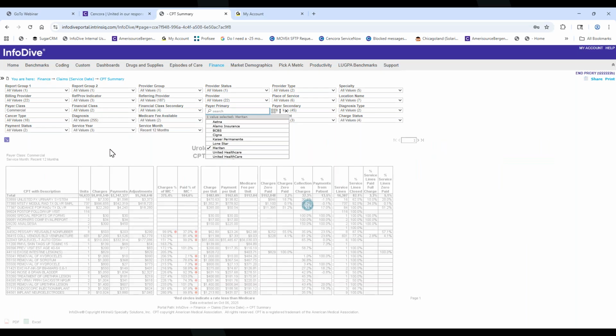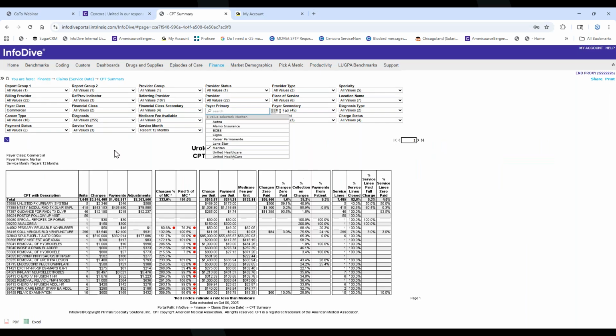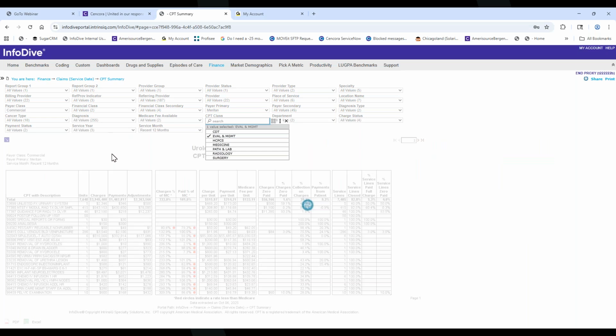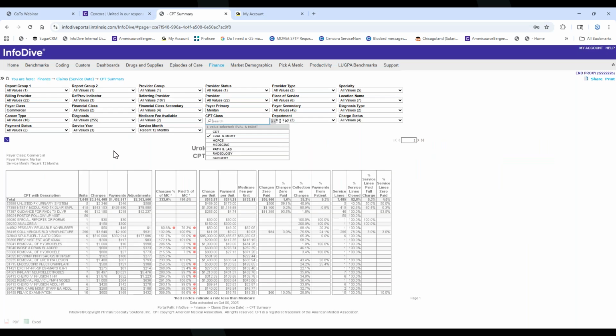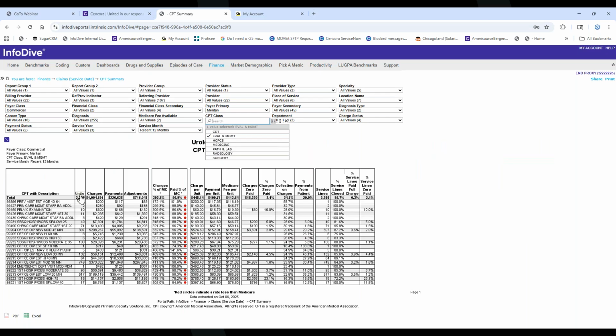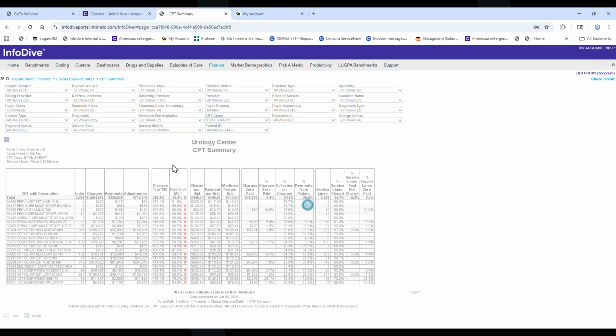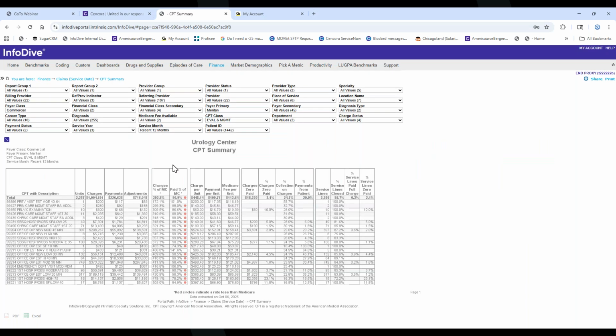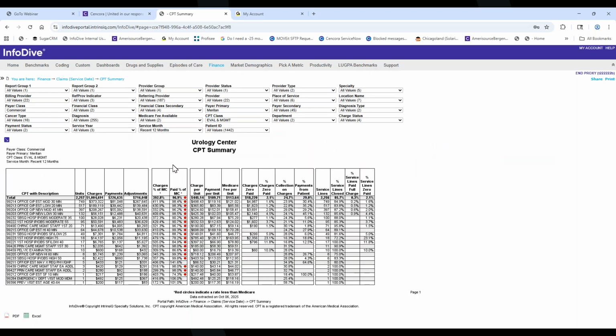Let's go back and take a look at Meritan because we want to find out where we can get reimbursed better. So I'm going to nail this down a little bit more. I want to look at the eval and management codes for this particular plan. And I'm going to sort on the units. But you see how I see all of these red dots? That's telling me right away that on all of my eval and management codes, I'm getting paid less than 100% of Medicare from this commercial plan.